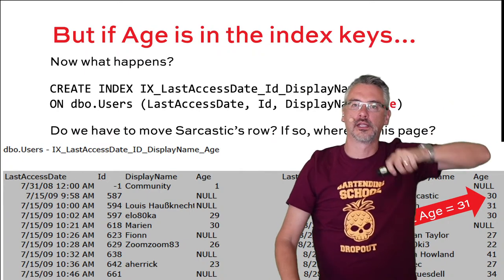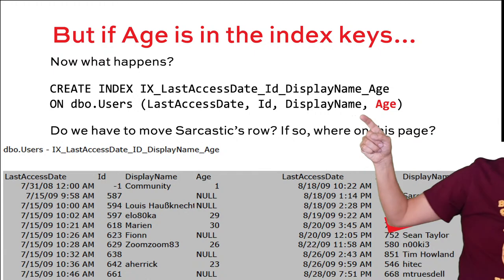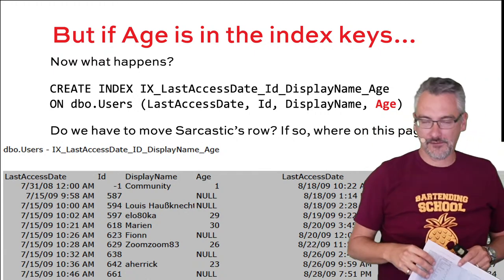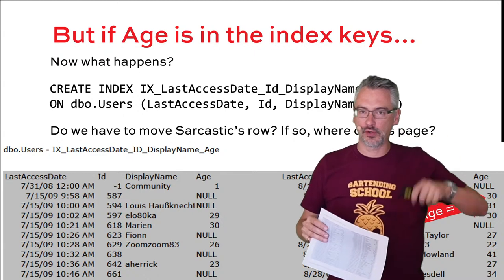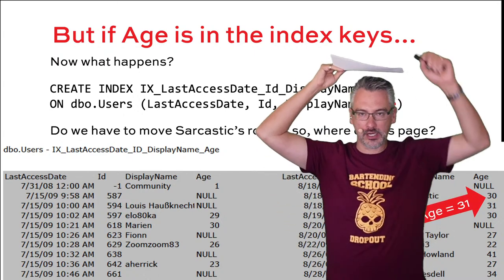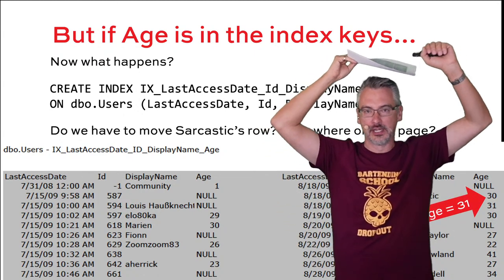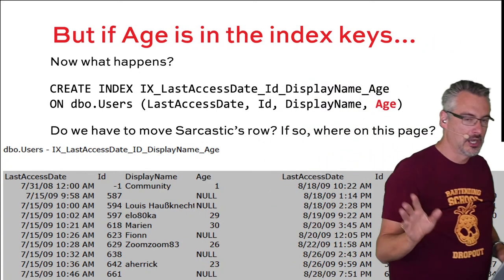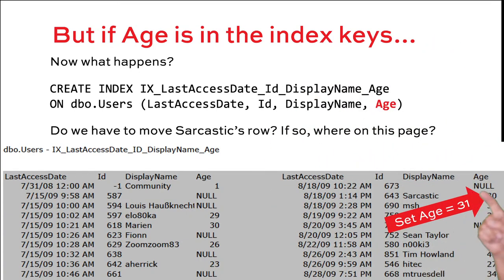Now, let's see what happens if age is part of the key. They'll say, well, you have to do all that again, too. Plus, you have to move the row. You have to get it up into memory. You have to lock it. You have to write the change. That change may need to move the row to a different place. And then we've got to push it back down to disk. Okay, Speedy. If I change his age from 30 to 31, where does he move?